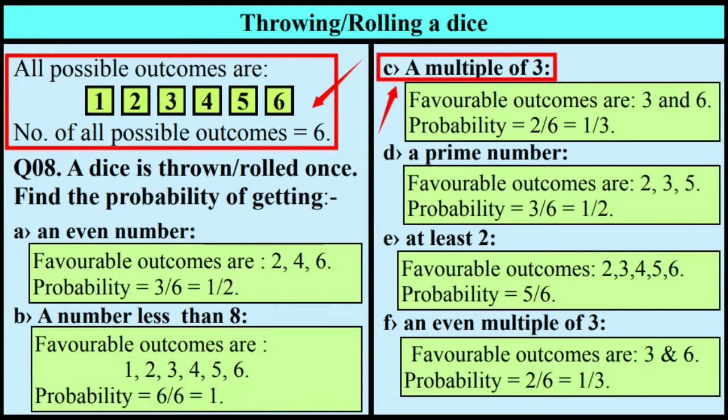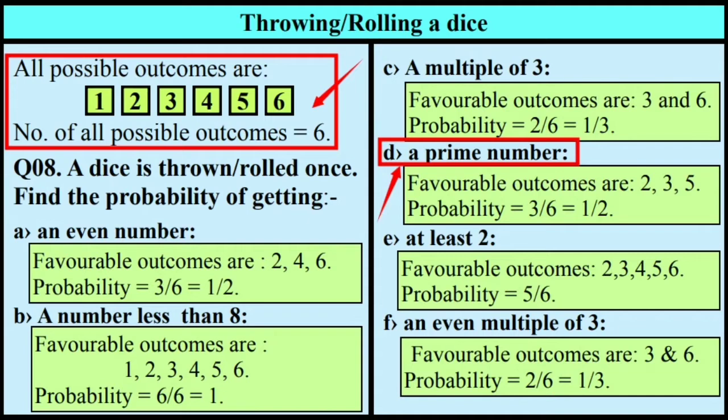Number C. Find the probability of getting a multiple of 3. In the given range of points, only 2 multiples of 3 are there, and they are 3 and 6. Hence, favorable outcomes are 3 and 6, and the number of favorable outcomes is 2. Therefore, probability is equal to 2 by 6, and in simplified form, the answer is 1 by 3.